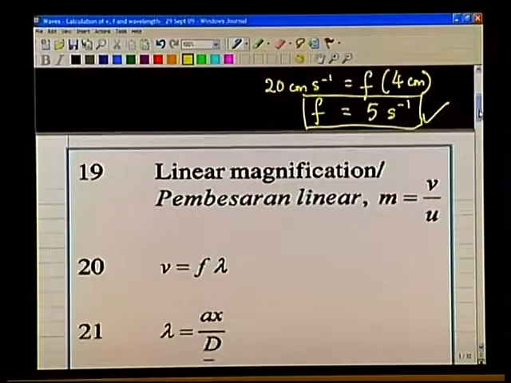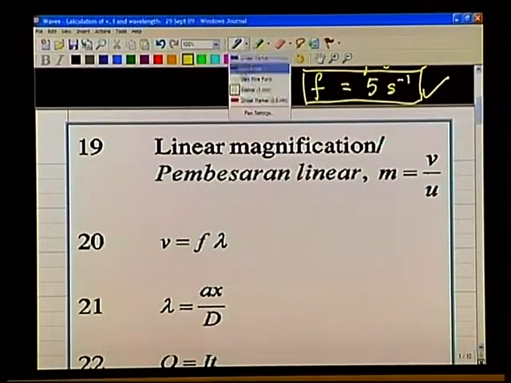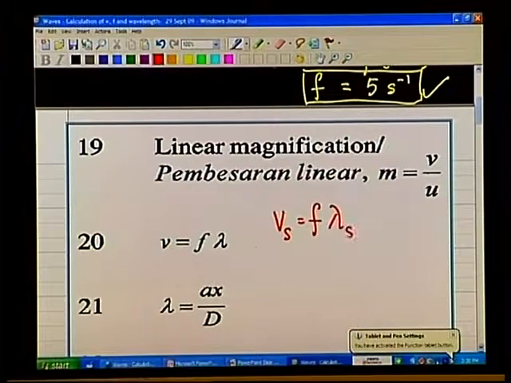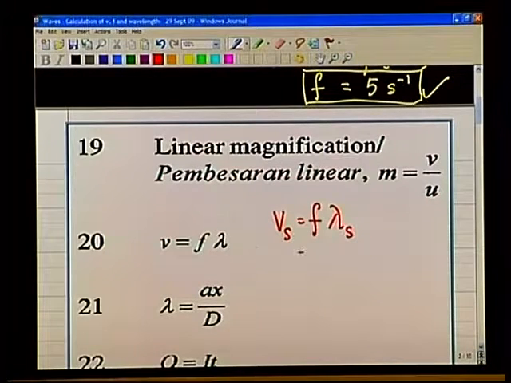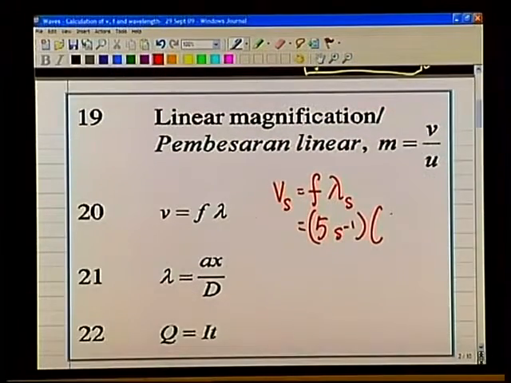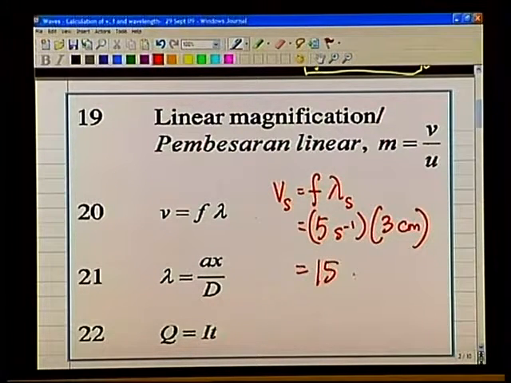I'll just do it here. So V equals F lambda. V of the shallow section equals F multiplied by lambda in the shallow section. What is F? 5 hertz, or 5 cycles per second, multiplied by lambda S. Now lambda S, we wrote it as 3 centimeters. So what do I get? I get 15 centimeters per second.